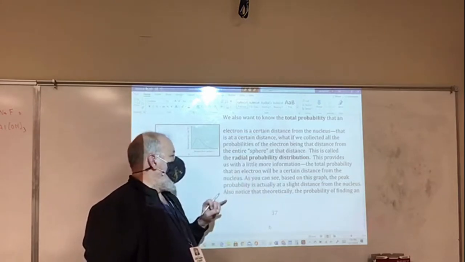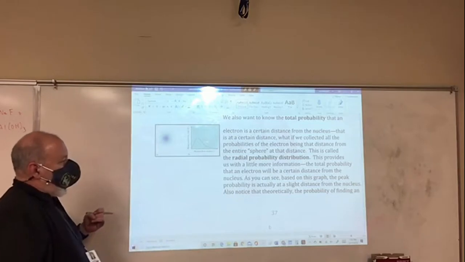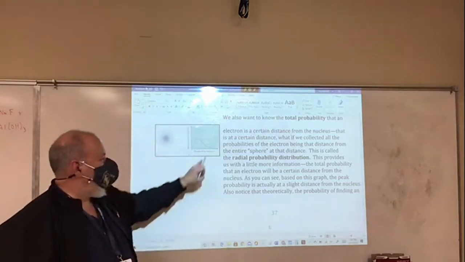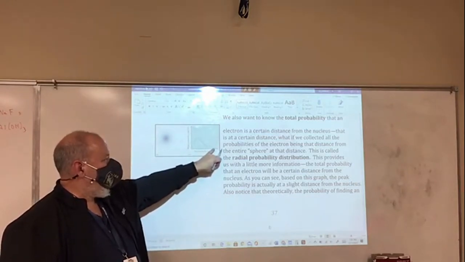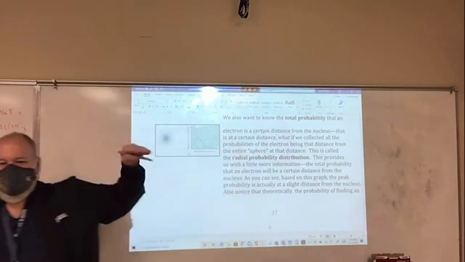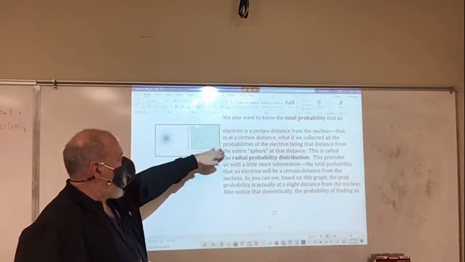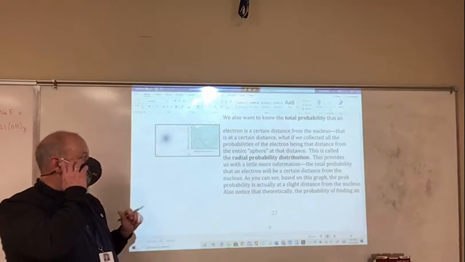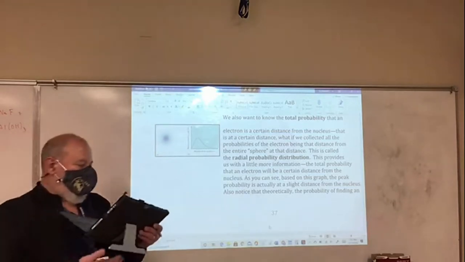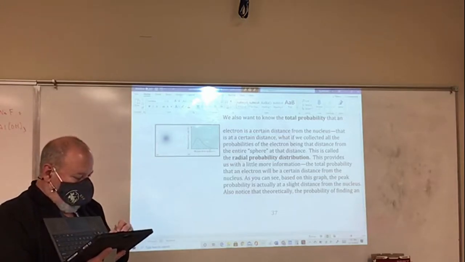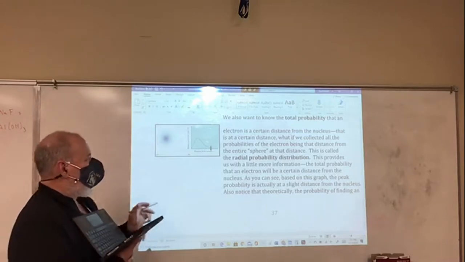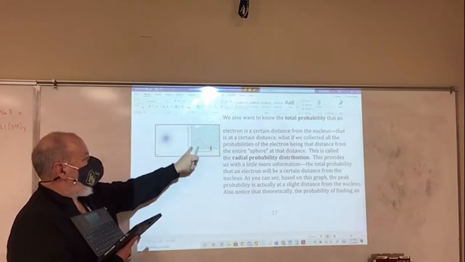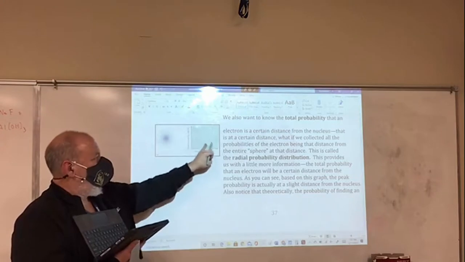The total probability that an electron will be a certain distance from the nucleus, as you can see based on this graph, the peak probability is actually a slight distance from the nucleus. Also note that the theoretical probability of finding an electron that distance from the nucleus doesn't reach zero. It stretches infinitely. So there is a tiny, tiny probability that my electron could be way out here. But what we do is we artificially cap how far we're going to allow our distribution to be shown, and we'll cap it at like 90%. So we'll say we don't really care about this extra 10% probability that it's going to be out here. We're going to draw our orbital or visualize our orbital based on this.